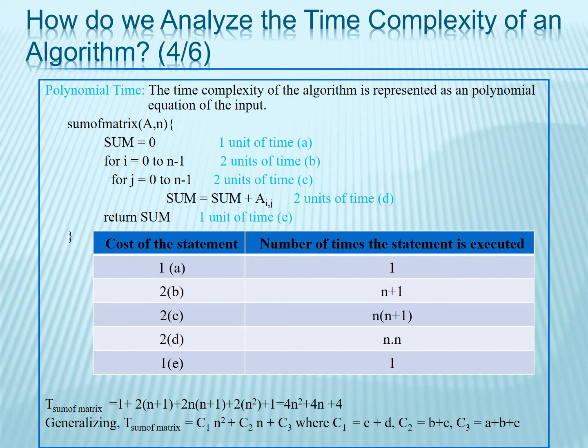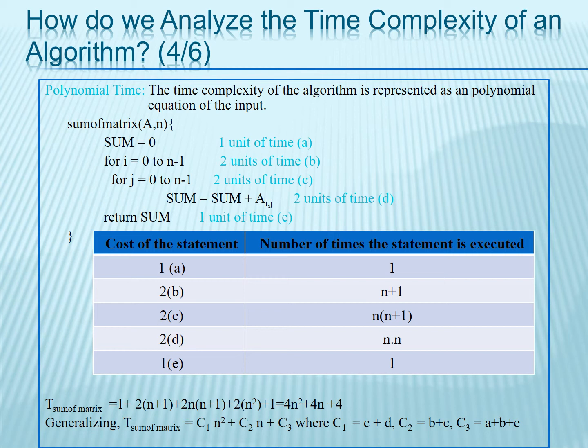The inner for loop has 2 units of time for each iteration and the number of times the statement is executed is n multiplied by n plus 1. The n is for the outer for loop within which it is present. The n plus 1 is for the inner for loop, where n is for the n true times and 1 is for the false time. The sum assignment statement has 2 units of time and it is executed n multiplied by n times for the outer and the inner for loop. The return statement is executed 1 time and its cost is 1.